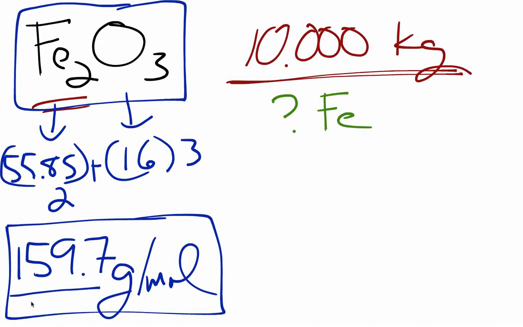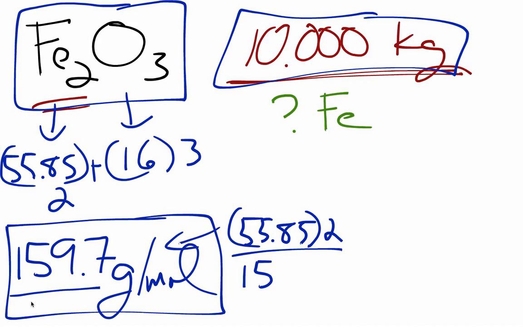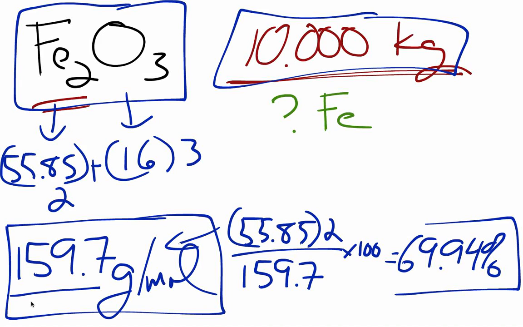So how much iron then can we extract from this 10,000 kilogram sample that we extracted? Well, what percent again of this is iron? Well, we take the mass of the piece that is iron, the 55.85, but again, we'd have to take the total amount that's iron, times 2, divide that by this total mass, 159.7, and multiply it by 100, and what do we get? We get that our sample is 69.94% iron. Our sample is 69.94% iron.